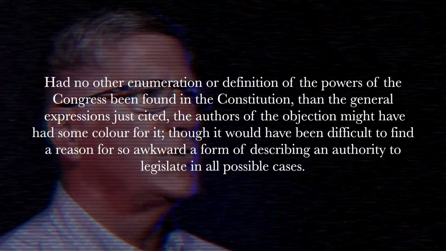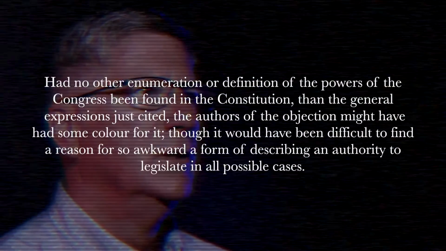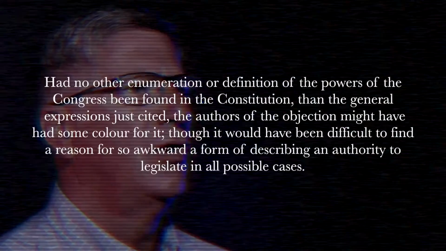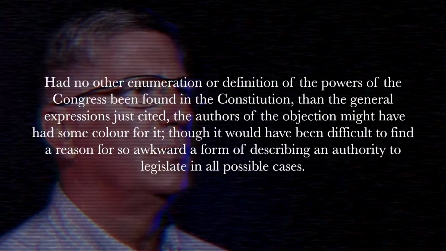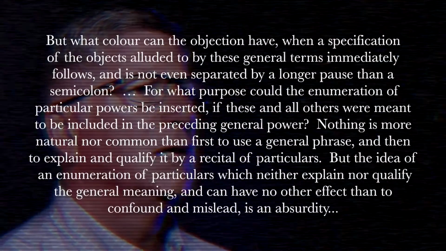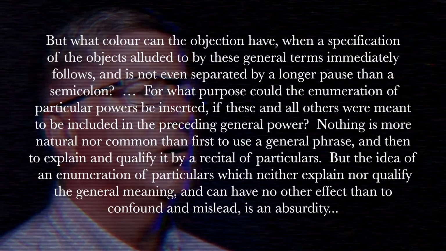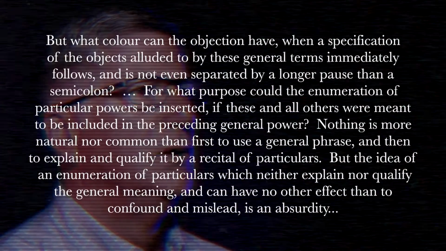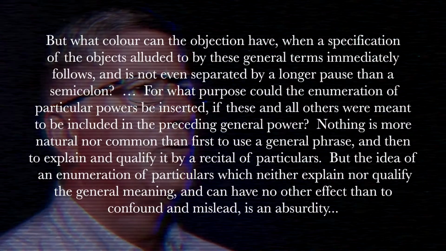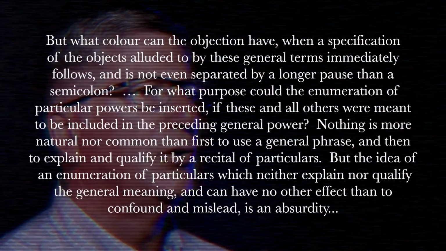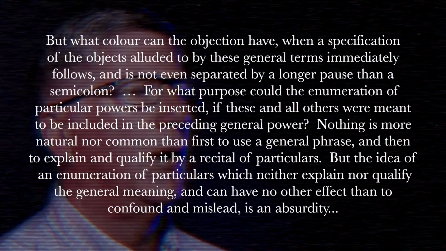Had no other enumeration or definition of the powers of Congress been found in the Constitution than the general expression just cited, the authors of the objection might have had some color for it, though it would have been difficult to find a reason for so awkward a form of describing an authority to legislate in all possible cases. But what color can the objection have when a specification of the objects alluded to by these general terms immediately follows, and is not even separated by a longer pause than a semicolon? For what purpose could the enumeration of particular powers be inserted if these and all others were meant to be included in the preceding general power?